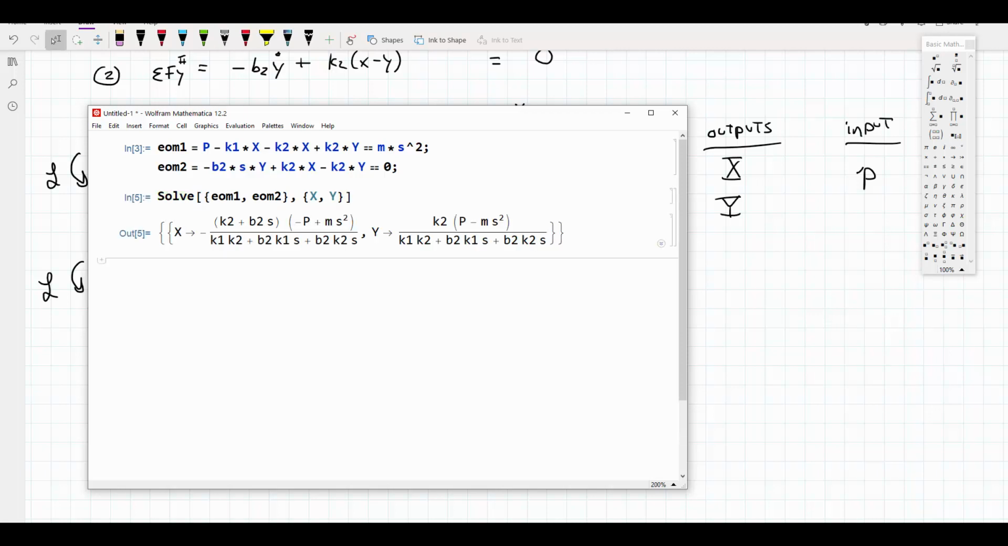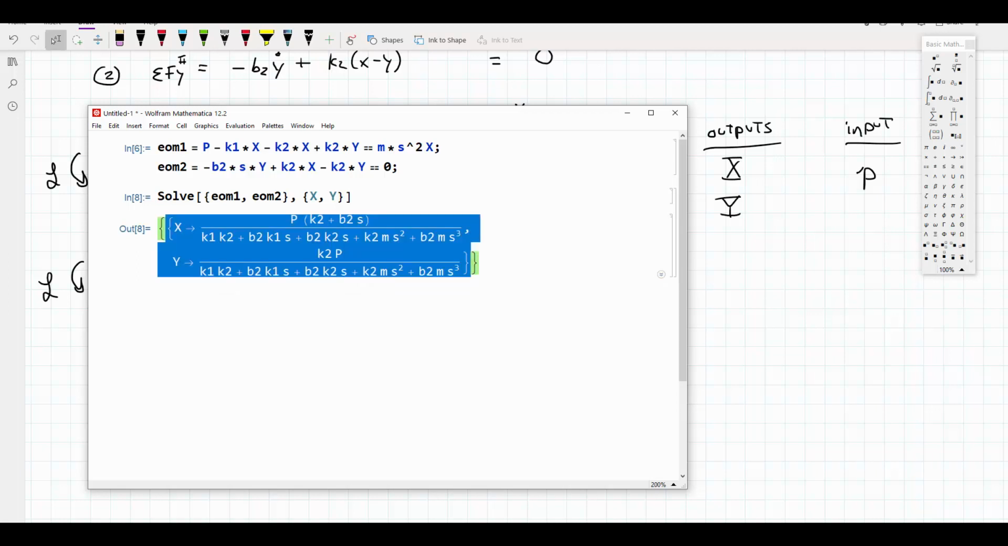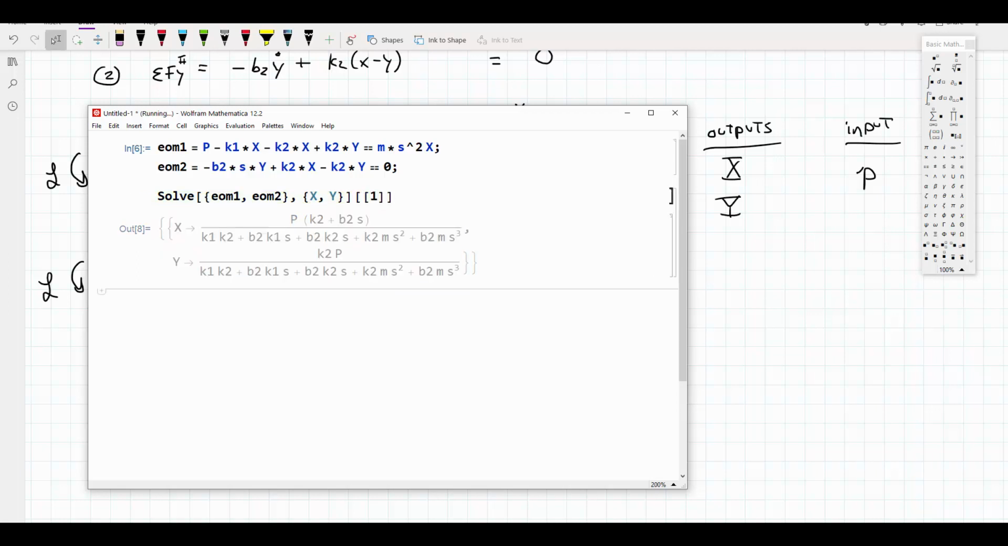And we kind of get a little bit of a mess here. And I made a little bit of a flub. I forgot in equation of motion 1 the x there. So that's why it didn't come out quite right. Now it looks correct. All right, so notice in the solve, I have x equals some stuff, y equals some stuff. I have this double bracket. I do want to get rid of that just really for aesthetics.